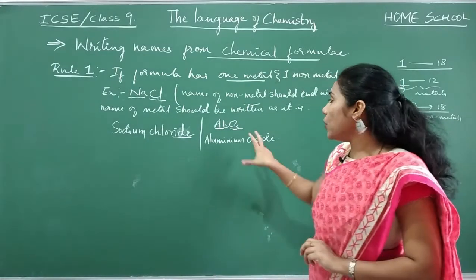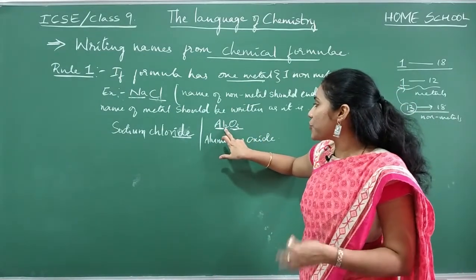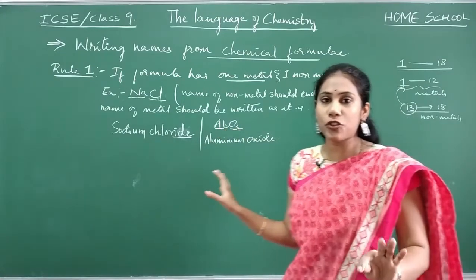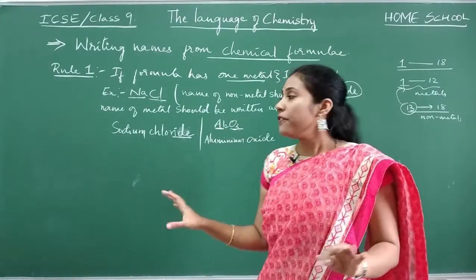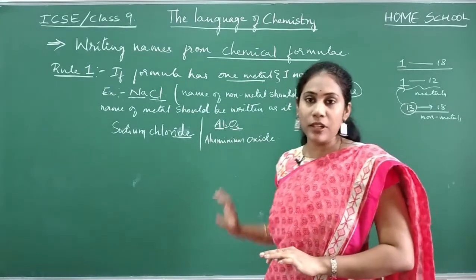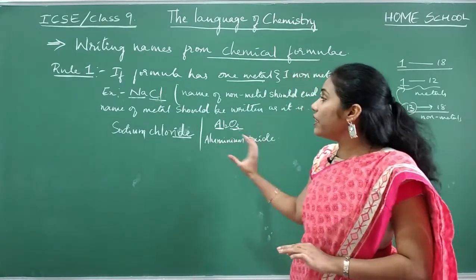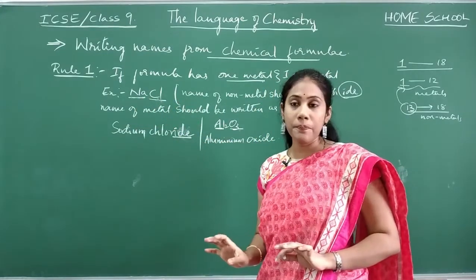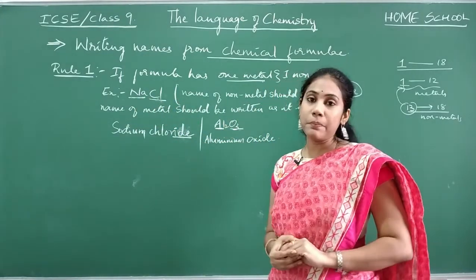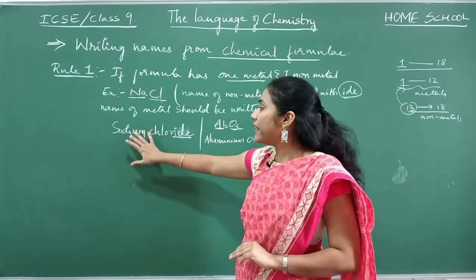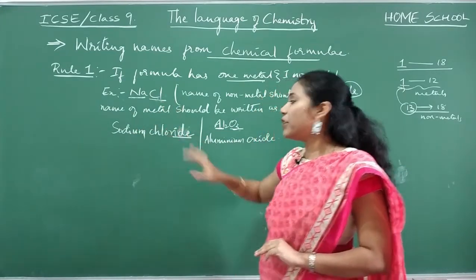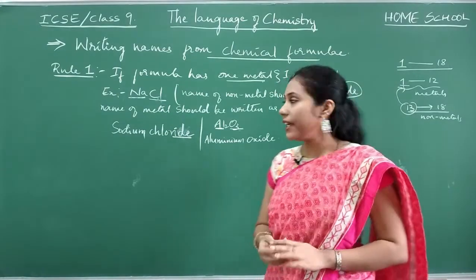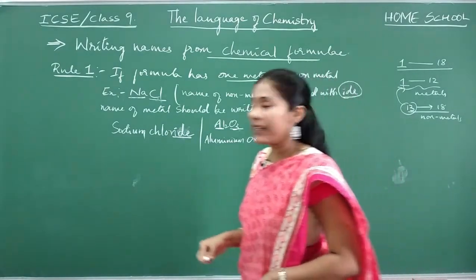And don't ever use di-aluminium because 2 is there, or tri because 3 is there. All this you should not use. When you have to use them, I will tell you now. So whenever you have a metal and a non-metal in a formula, this is how you have to name them. Name of a metal should be written as it is, and name of a non-metal should end with IDE. So this is our rule number 1, guys.